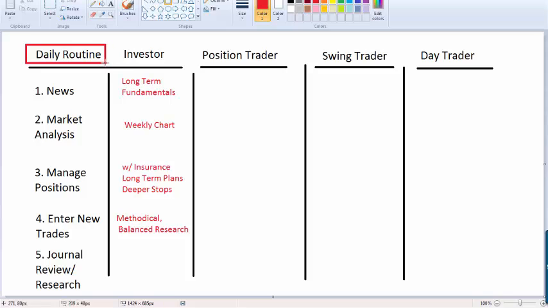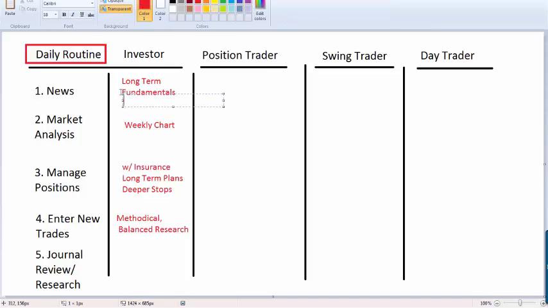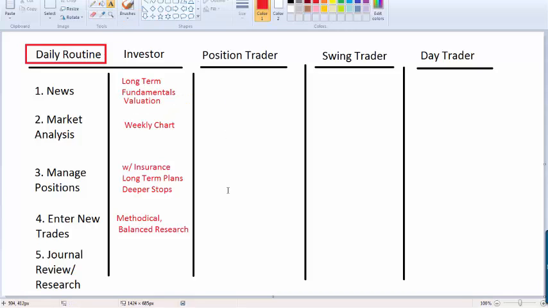Yeah, red. Okay. So we'll do this by color wheel. We're first going through being an investor. So you've got long-term fundamentals. You've got a weekly chart. When you're doing your news, you're looking at more than just the technicals. The technicals do matter. I would also just put in here valuation. Okay, valuation. So we've got long-term fundamentals.